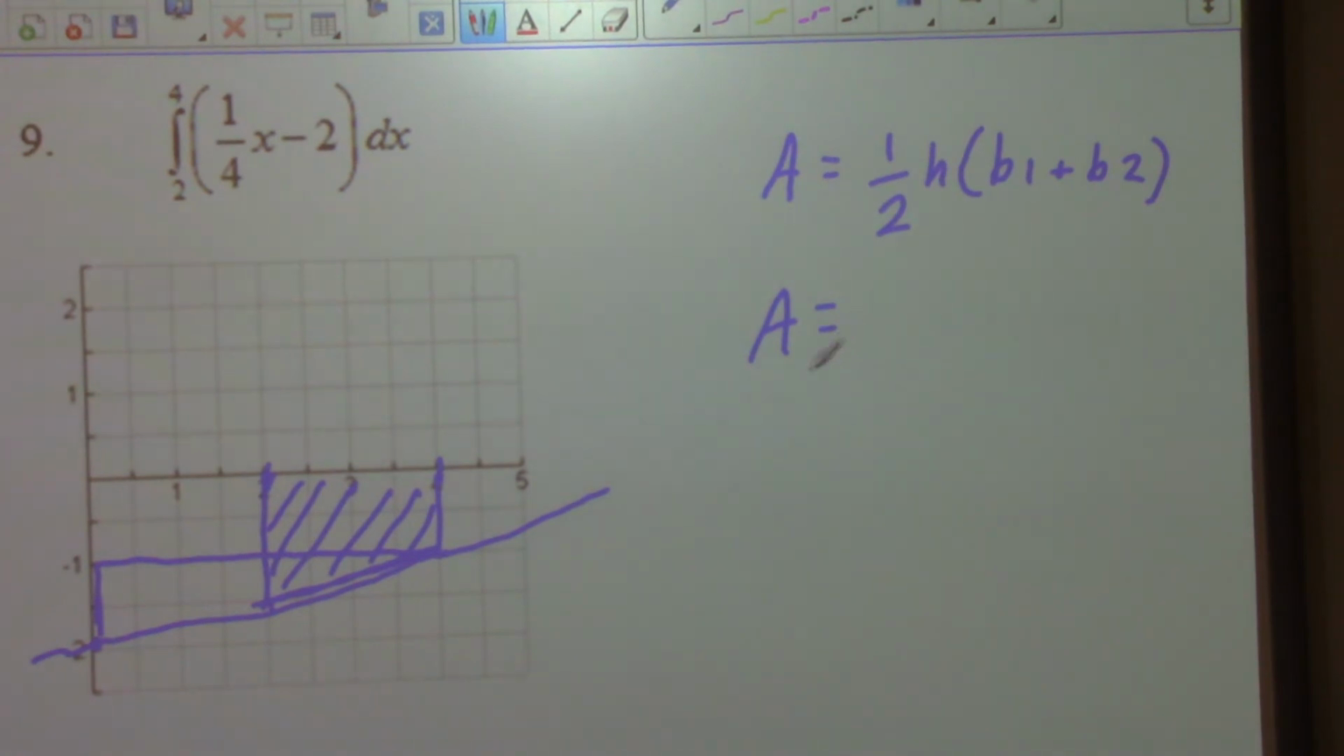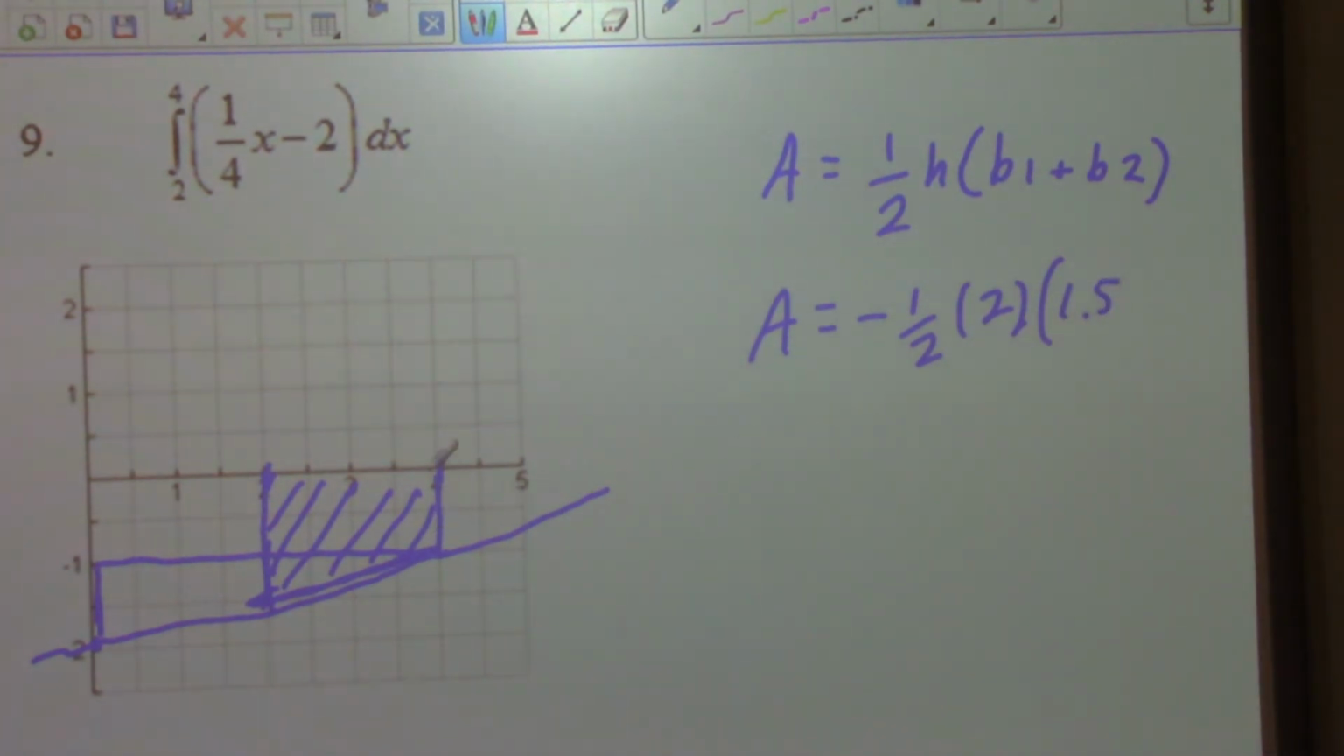I'm sorry? Negative, I guess. That'll be negative below, right? So we're going to have negative 1/2, and what is our H going to be? Height? And what is that going to be for this trapezoid? 2, right? And then base 1 plus base 2, what is this base 1 going to be? 1.5. Negative 1.5? Well, we did 1/2 there. 1.5. So we'll put 1.5.